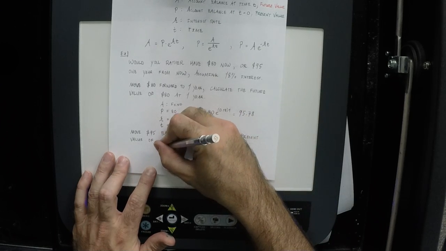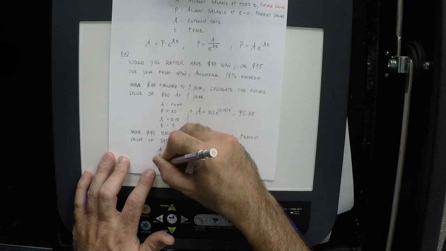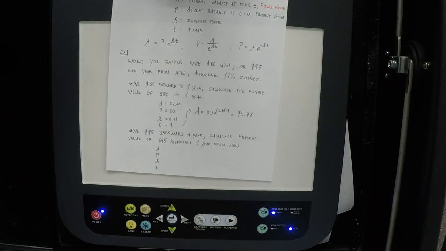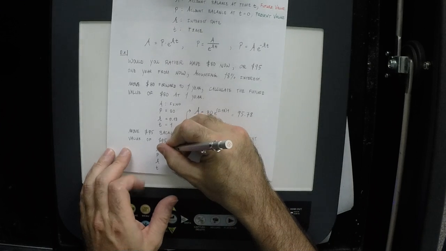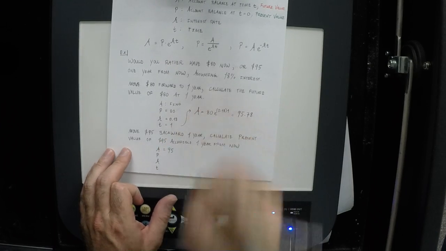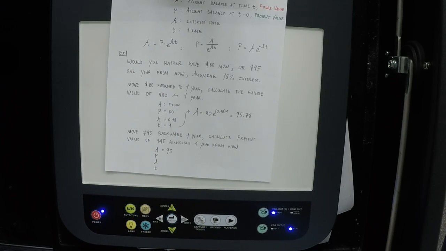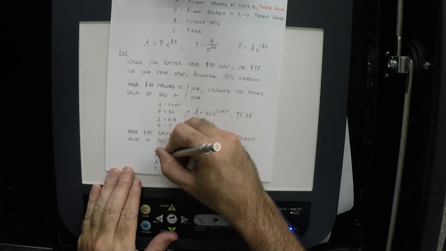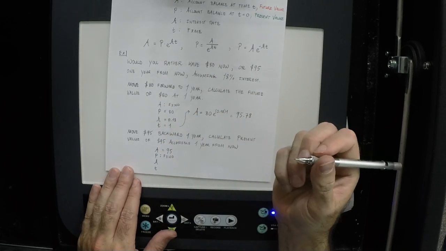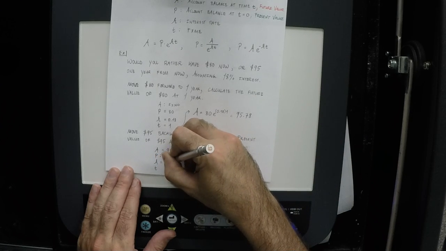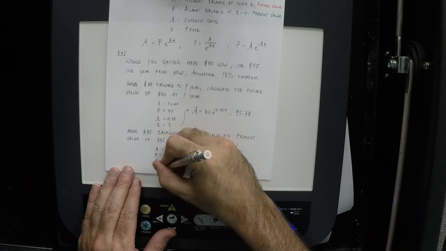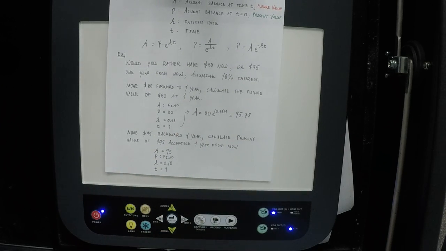So again, there's four parameters in the model, A, P, R, and T, and it must be the case that I gave you all but one. So how about A? Is that what we're finding, or is that what we know? It's what we know. We're taking that future value of $95 and bringing it back. So we know that future value is 95. What about P? This is what we're finding. How about R? Still 0.18. And then T? Still 1. Now, which formula are we going to use?